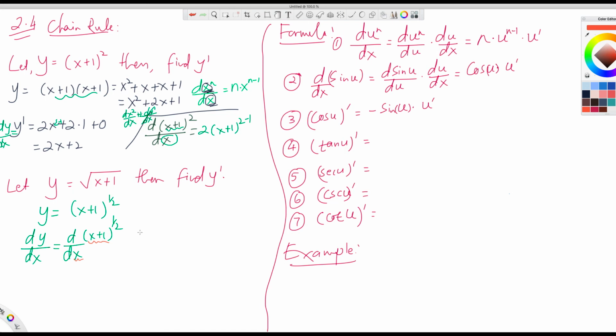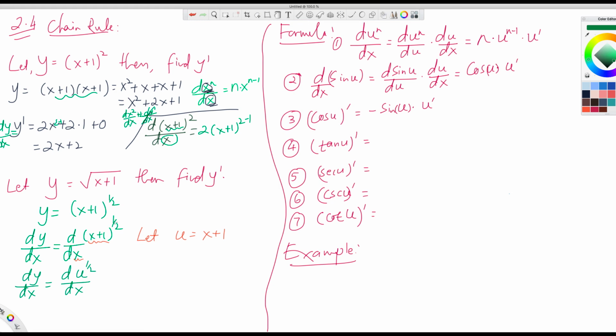I will write: let u equal x plus 1. I will write this as x plus 1. Then I'll be able to write dy over dx as d(u to the 1/2) over dx. Now it looks better, but it's still a problem because we didn't do anything new. I just denoted the base, not the exponent, just the base, as u, so it is u to the 1/2. Now I want to use the power rule.